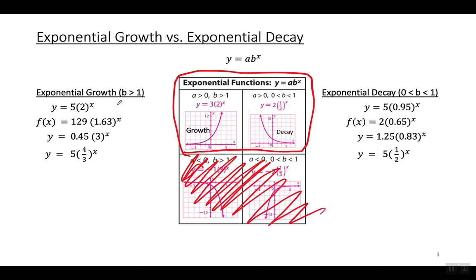So the main thing you need to know, first of all, notice that in all of these examples, a is the number that's in the front. A is the number that's in the front that does not have an exponent. B is the number that has the exponent.